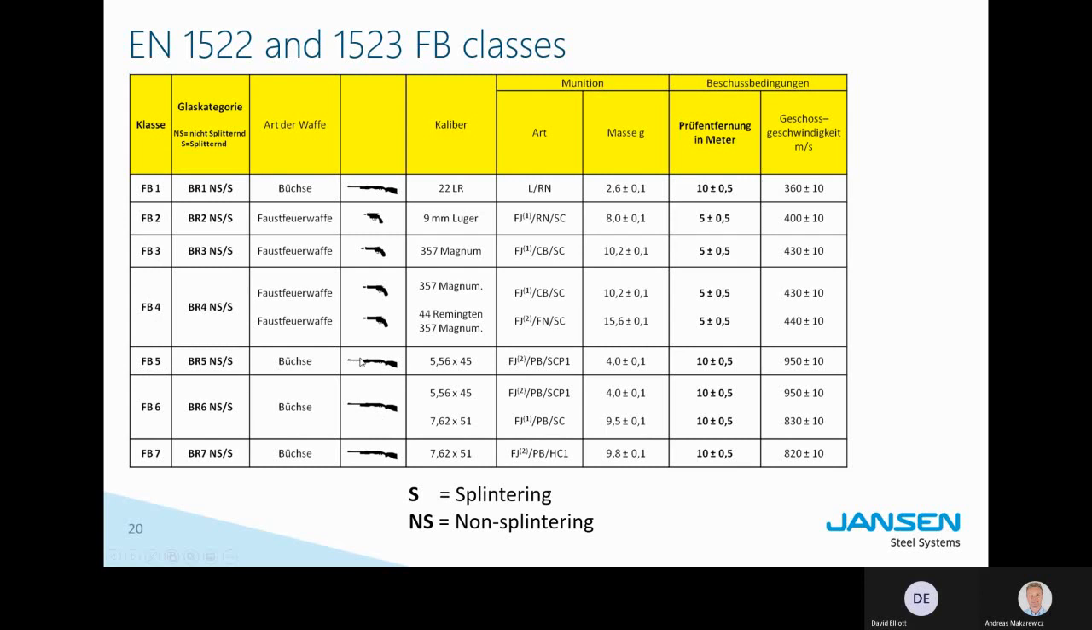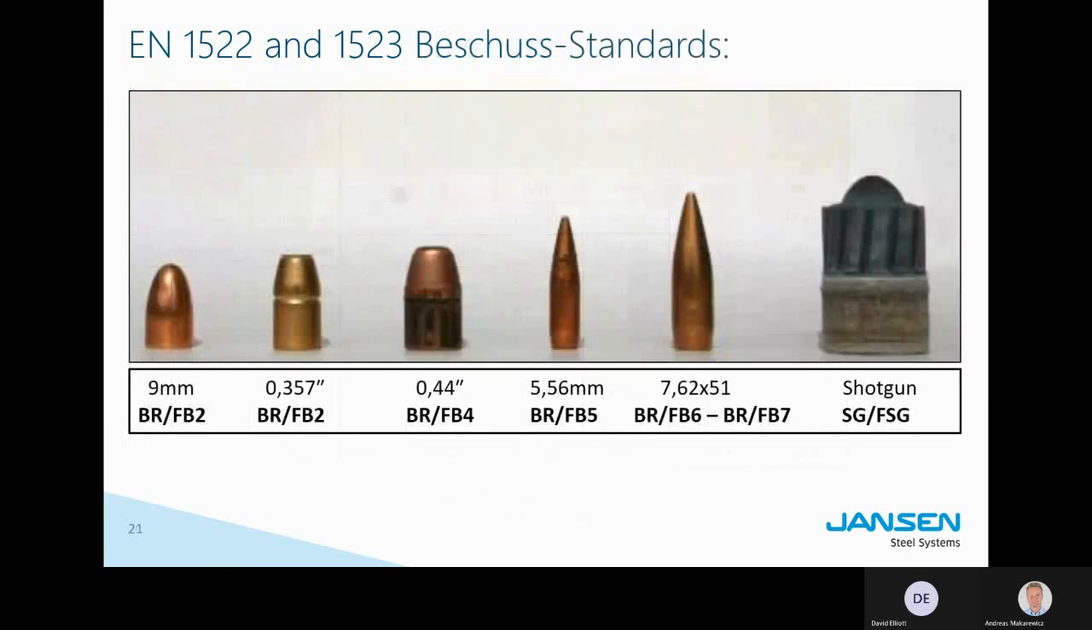FB5 to FB7 are machine guns, heavy-duty shotguns, which you see here also. This is the speed and the weight of the projectiles. So heavy projectiles and a lot of speed, so more energy. So this will determine the class. And according to that, of course, you have to protect the element using more or fewer steel inserts in the end. This is how you do it.